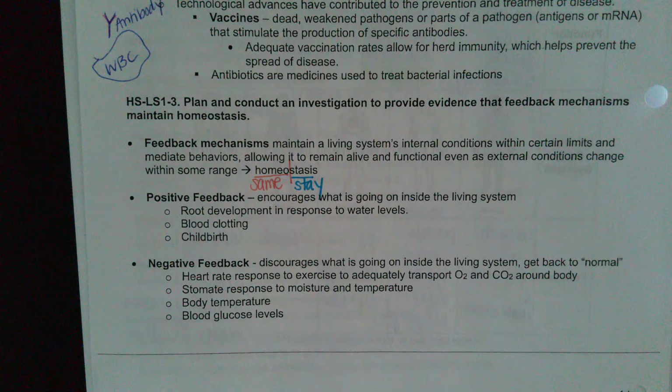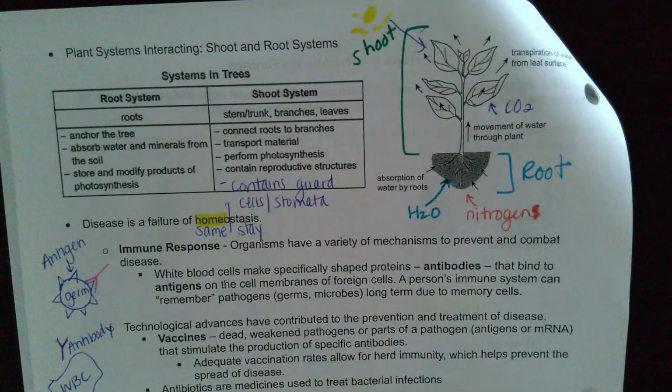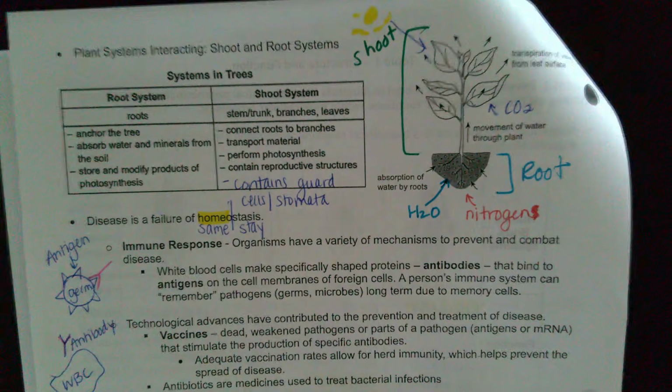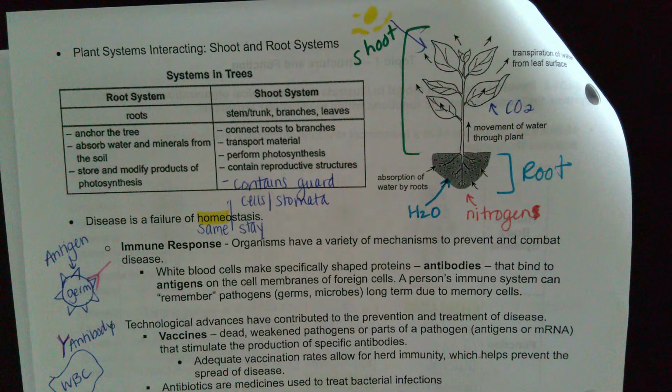One is root development in response to water levels. What winds up happening is roots grow underground, as we saw in this picture. And as they start growing down and they get closer and closer to the water source, it's like, oh my gosh, we're getting more water. And then more root development happens closer to the water, and then more root development happens closer to the water, right? That's a positive feedback because you keep growing closer and closer to the water. So therefore, you can get enough water to survive.